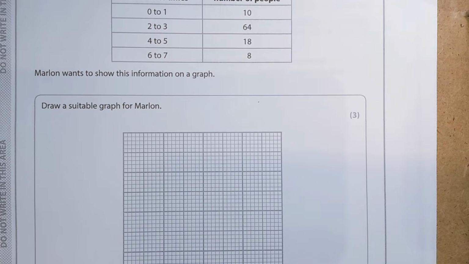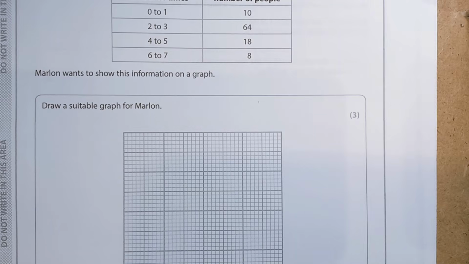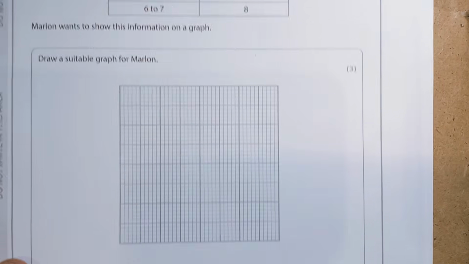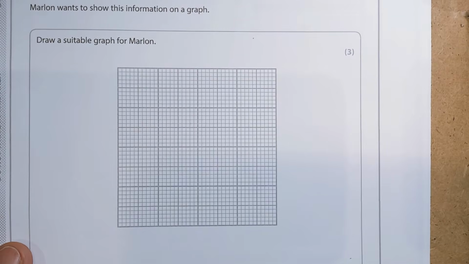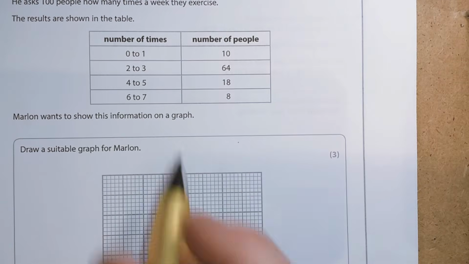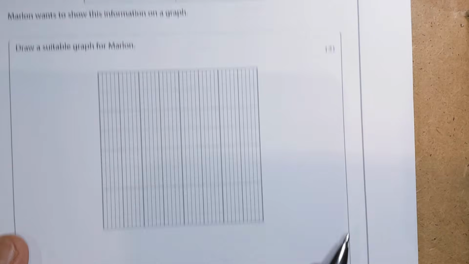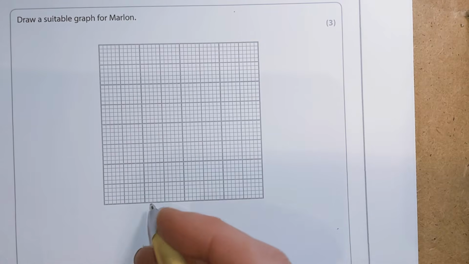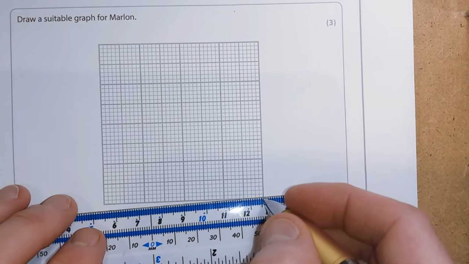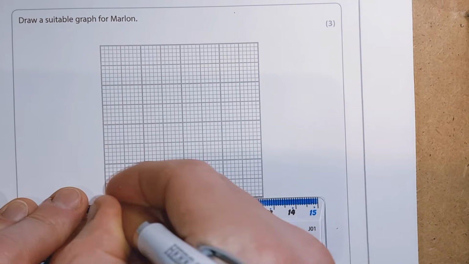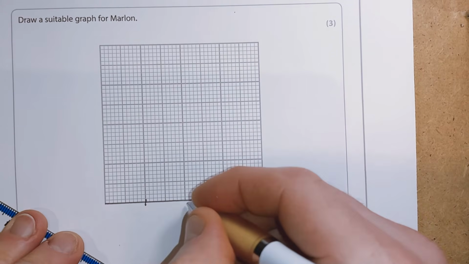So here's our graph paper. Well, I think a nice simple graph for us is going to be a bar chart. Okay, we've got 4 categories on numbers of times, and we've got 4 big squares here. So let's split this up.